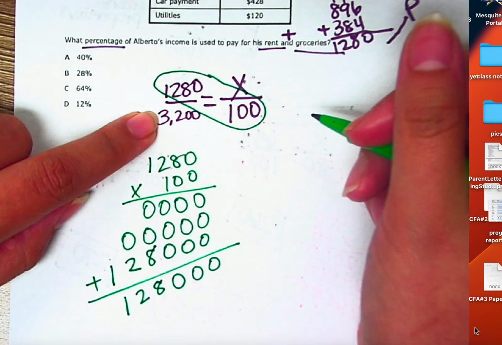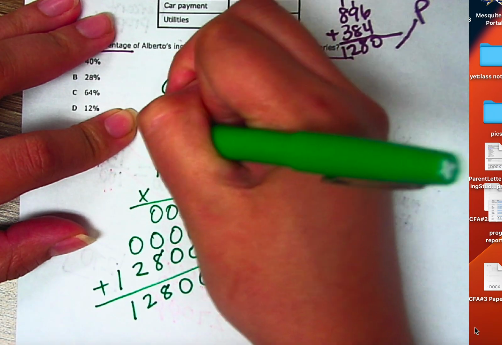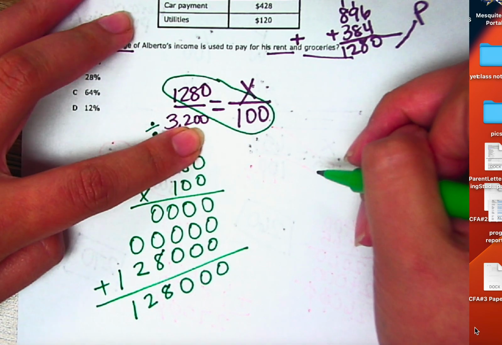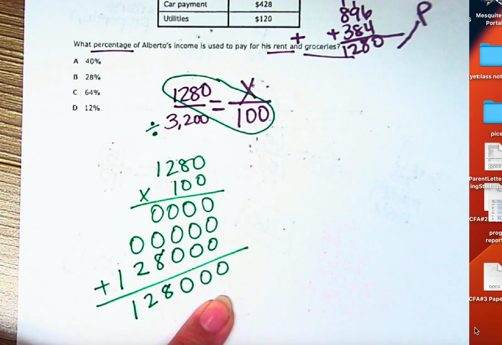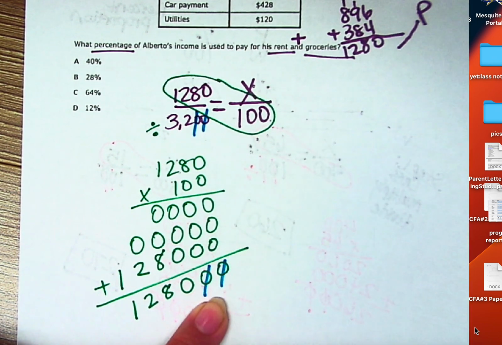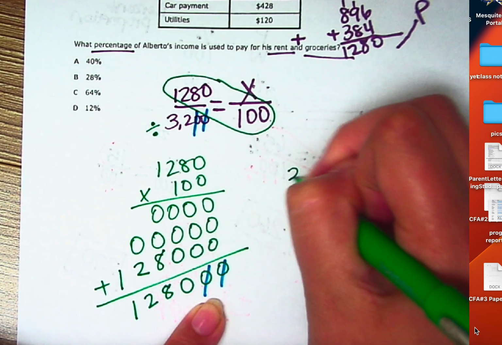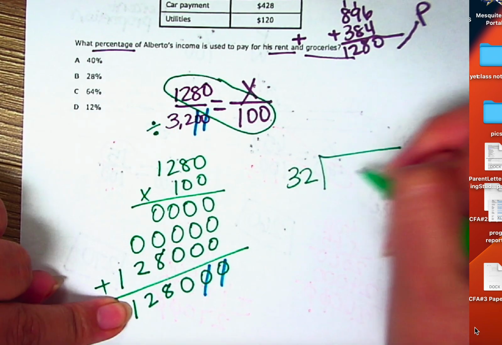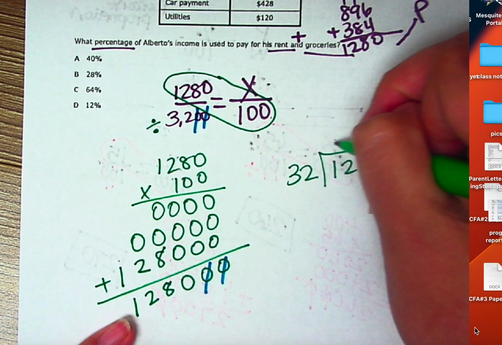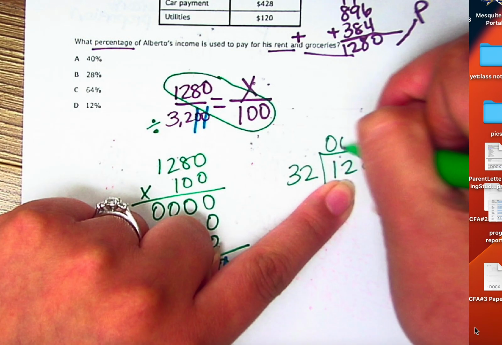Now we have to divide by 3,200. You're dividing by this, okay? Let's do our zero tricks. There's 2 zeros here. We have 2 zeros. Let's cross them off. Cross off these. Okay. Now our new number is we're going to divide 32 divided by 1,280. Okay. 32 cannot go into 1. Put a 0. 32 cannot go into 12. Put another 0.